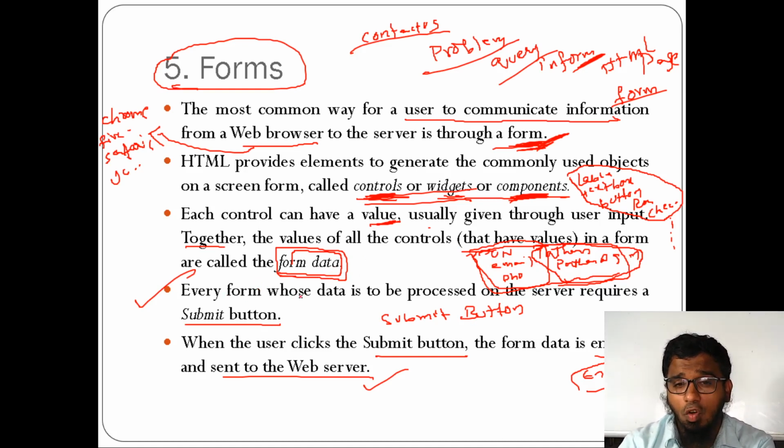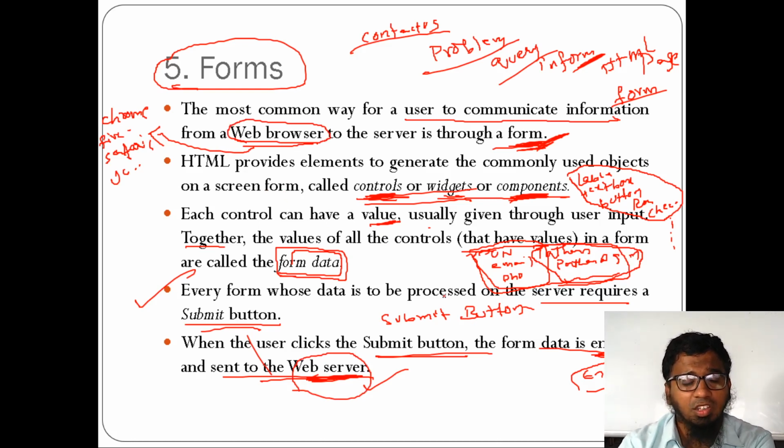Then every form must have the submit button to process the server request. When you click the submit button, the form data is encoded and sent to the web server. If you want to communicate with the web server, you must have the submit button. We studied web server and web browser, and the two are different. We have already studied this in previous classes. Go to the previous class and see the difference between web browser and web server.